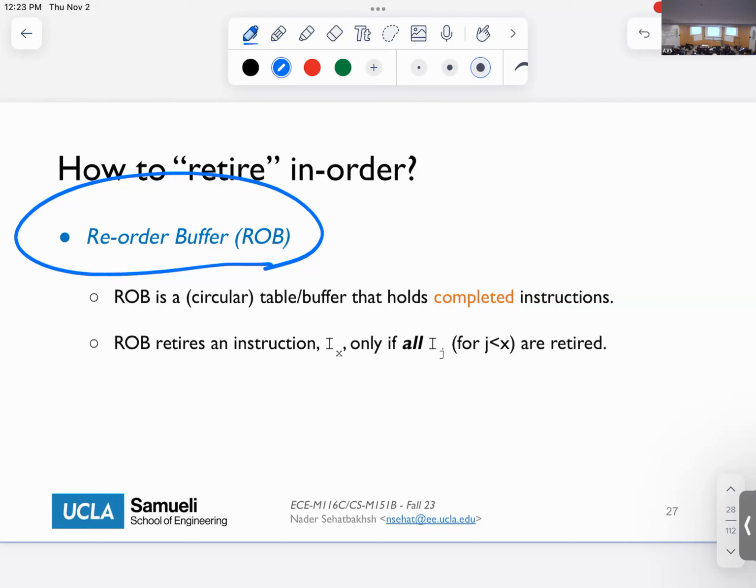Then you always follow this very basic rule: you only retire an instruction if all the previous instructions in the ROB have been retired. So I7 can only be retired if I1 to I6 have all been retired. If they are all retired, then it's safe to retire I7, right?